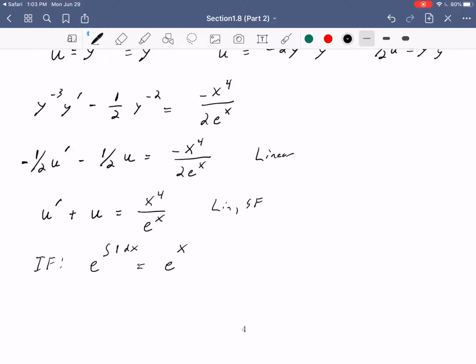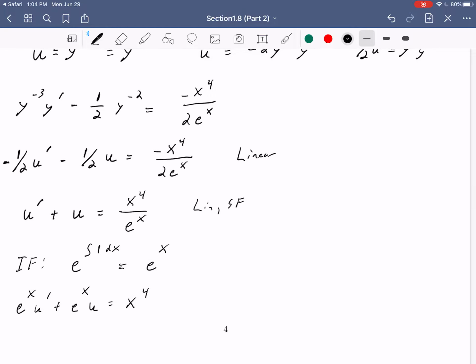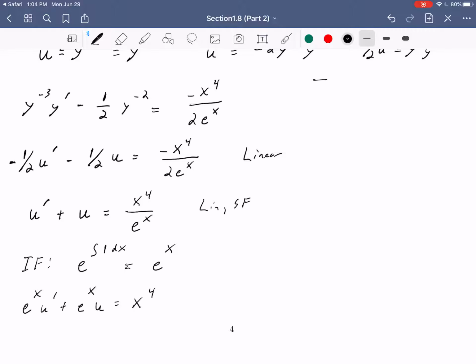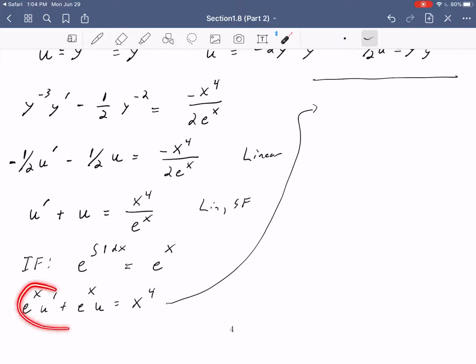So if we multiply both sides by our integrating factor, we would get e to the x u prime plus e to the x u. And if we multiply this side by e to the x, it's going to cancel that out. So we get x to the 4th. All right, we'll finish this up on the same page. So I'll just give myself a little line there so we can separate that. Pull that over to there. We can recognize that left-hand side as a product rule. That's e to the x u, and then prime equals x to the 4th.